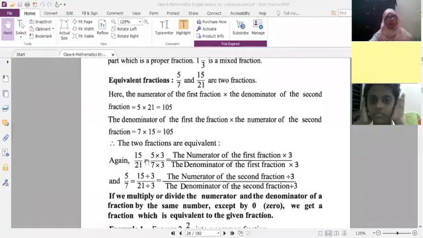Now we multiply 5/3 and 7/3, then we have 15/21.